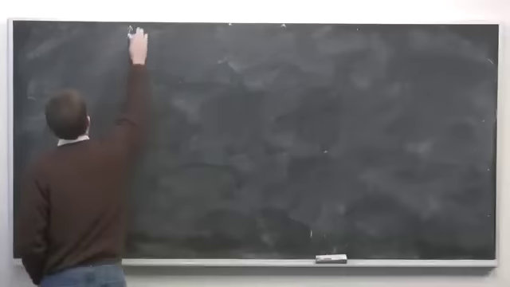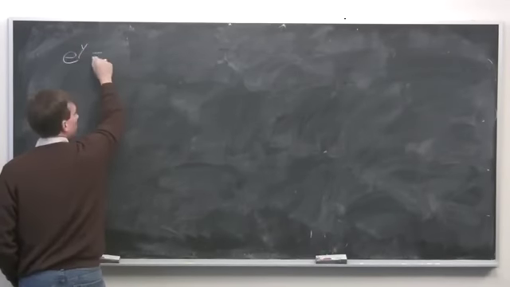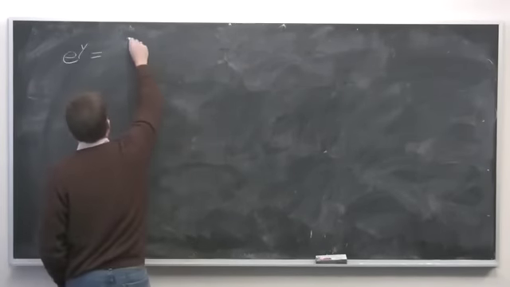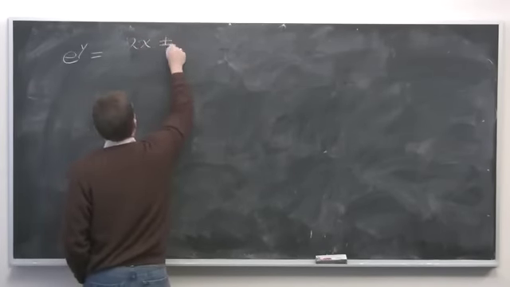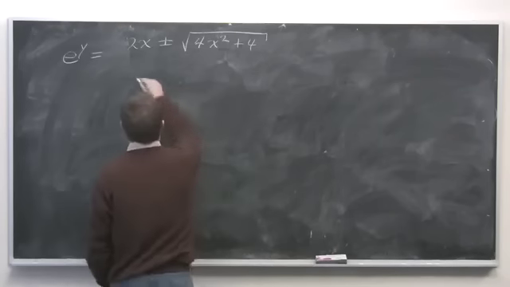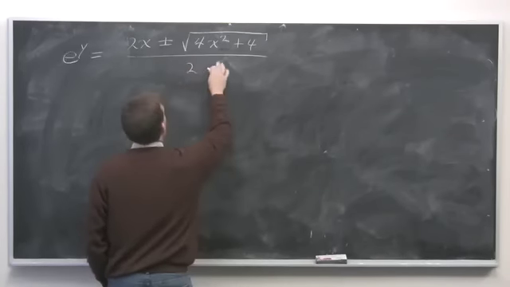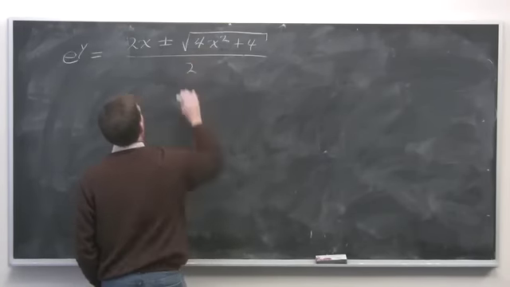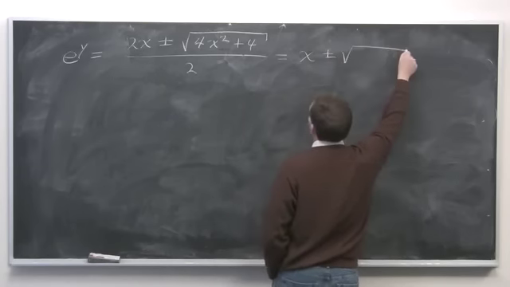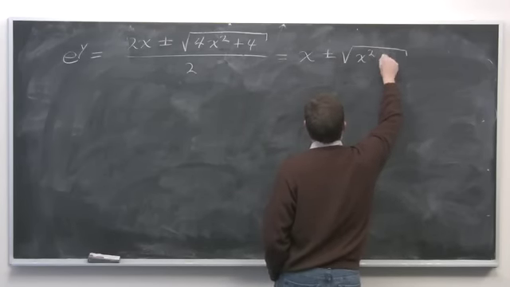So we just found that e to the y equals 2x plus or minus the square root of 4x squared plus 4, over 2. You can factor out a 4. The square root of 4 is 2, and then all the 2's cancel. So this is x plus or minus the square root of x squared plus 1.